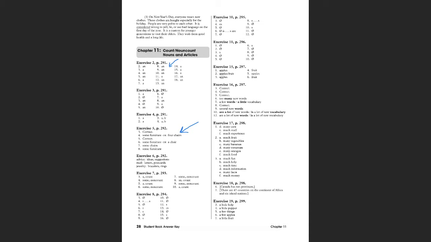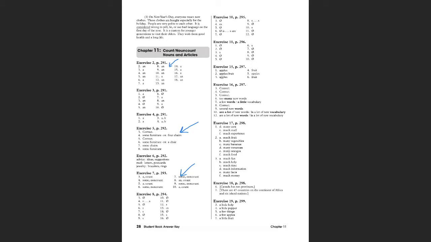Good, good. Okay, guys, let's go to exercise 7. I like this one. It's a little bit challenging. It's good for you guys. Exercise 7, page 293. Okay, Walter, can you give us some of the answers? Maybe do a couple of these. Exercise 7. Let me find it. Here it is.